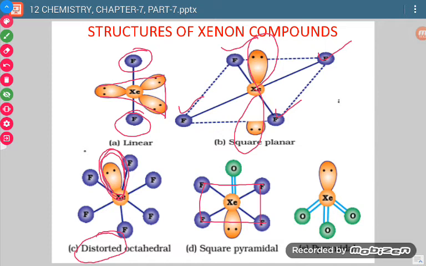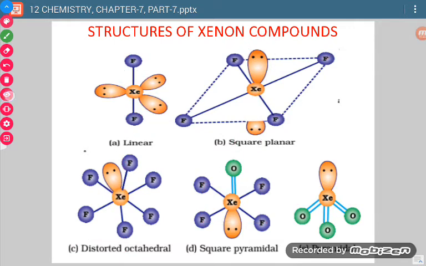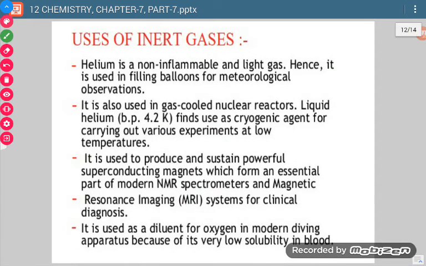Now if we talk about xenon trioxide, then xenon forms double bonds with all the 3 oxygen atoms, and it is left out with one lone pair. So its geometry becomes pyramidal, just like the geometry of ammonia. Now where do we use inert gases? These are used in so many places. Helium is a non-inflammable and light gas, hence it is used in filling balloons. For meteorological observations, those hot air balloons or other types of balloons, helium gas is used, because it is a very light gas, so it moves upward.